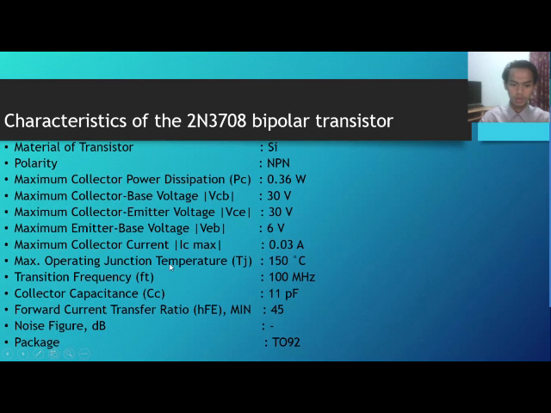Maximum operating junction temperature is 150 Celsius. Transition frequency is 100 MHz. Collector capacitance is 11 picofarad. Forward current transfer ratio is 45. Noise figure is none. Package TO-92.